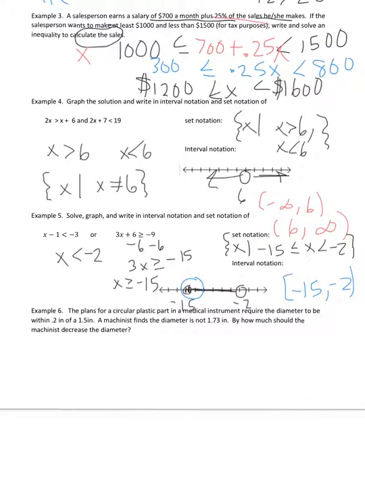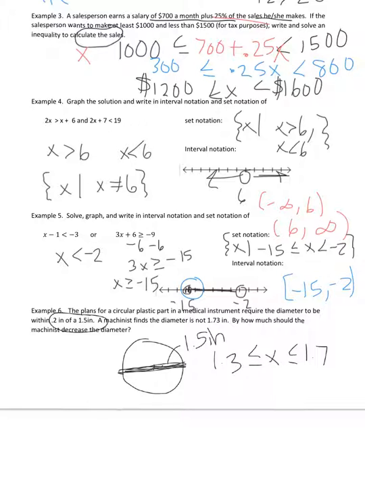Okay, and last one. The plans for a circular plastic part require the diameter to be within 0.2 of 1.5 inches. So within 0.2 means it can be 0.2 more than 1.5 and 0.2 less than 1.5. So if I'm going to write this as an inequality, the greatest length of the diameter could be 1.7, within means it includes it, and the least it could be would be 1.3 because I subtract 0.2.